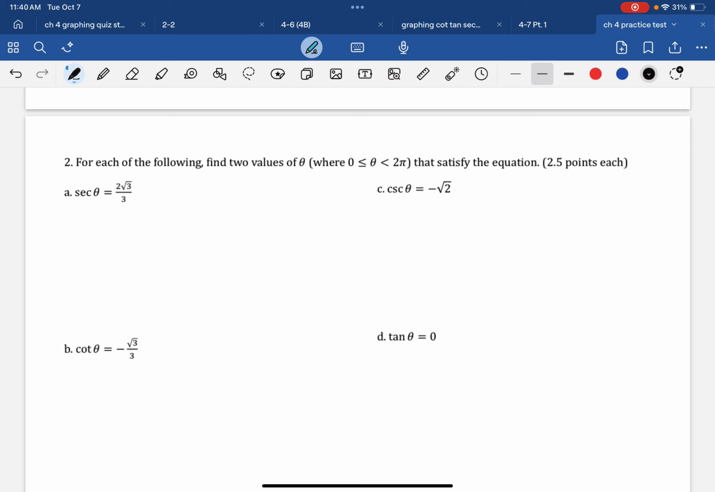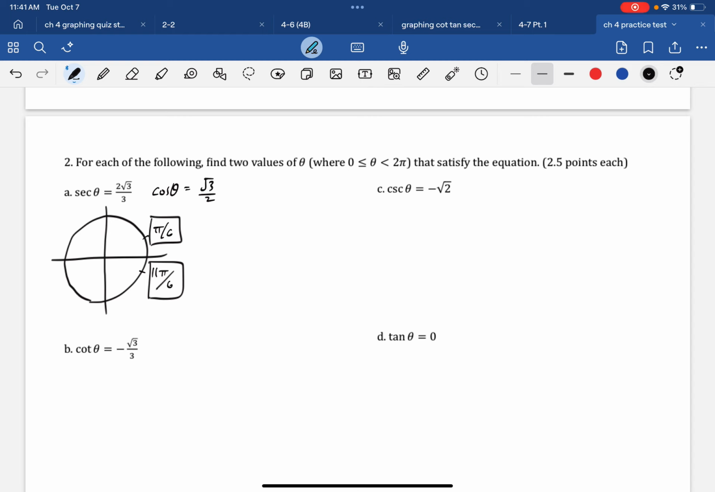If secant theta equals 2 root 3 over 3, then that means cosine theta must be the reciprocal of that, which is root 3 over 2. So we're looking for 2 points on the unit circle that have an x-coordinate of root 3 over 2. So that's here and here, which will be pi over 6 and 11 pi over 6. So those are our two answers. Note how both points have x-coordinate root 3 over 2.